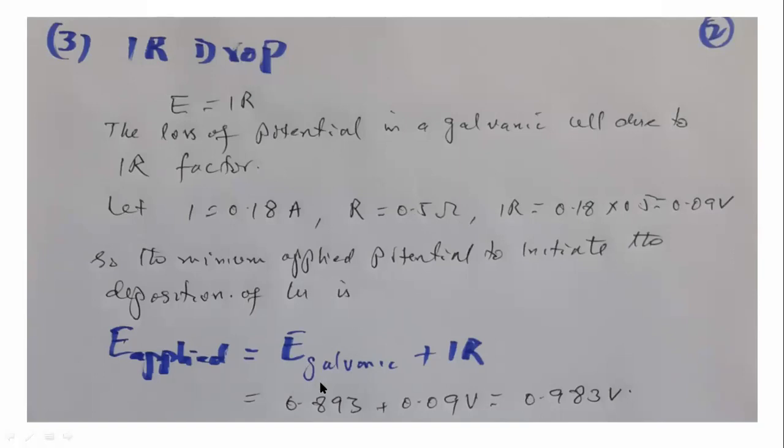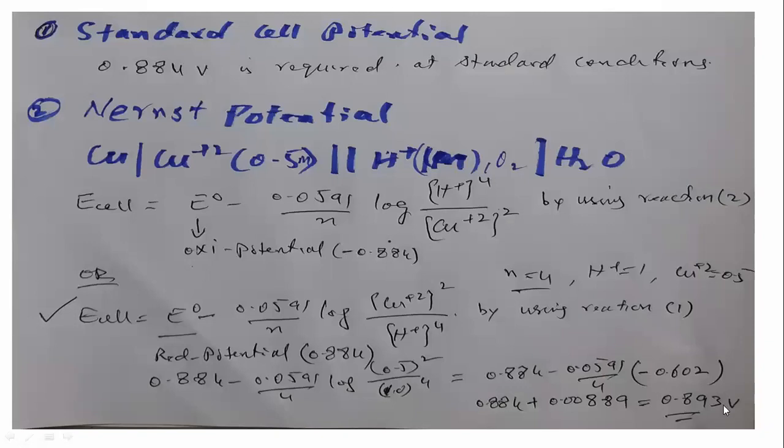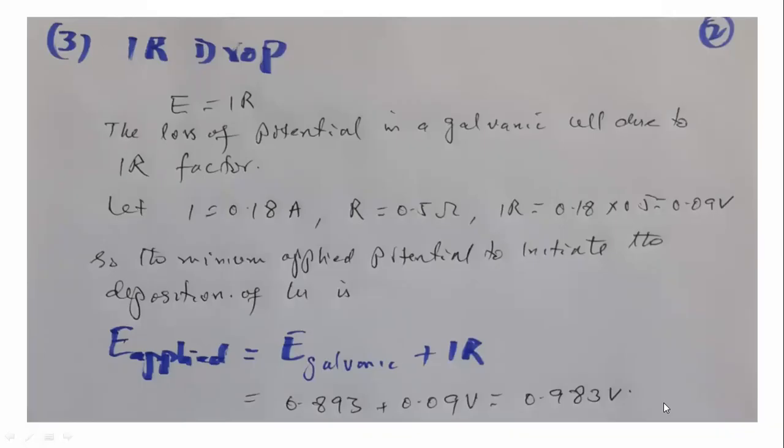So this was our galvanic potential, as we have discussed over here. The value is 0.893 plus 0.09 volt. This is due to the resistance of the wire. So now your potential is 0.983. If you provide this potential, then the reaction should occur. But again, the question is, this potential is insufficient for the start of the reaction, or you can say for the deposition of the copper ion into copper metal in the presence of water.